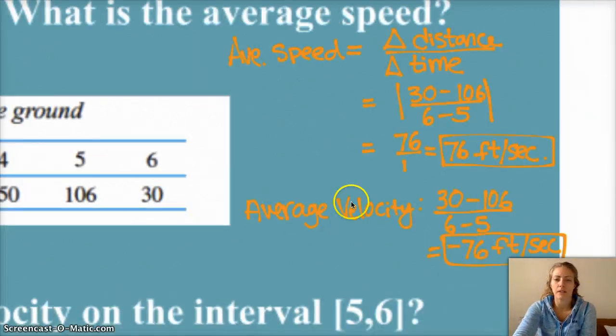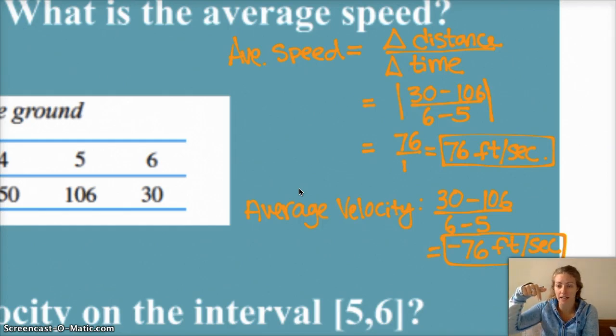So pretty simple in this case. Your average velocity is your 30 minus 106 divided by 6 minus 5. Your change in position over your change in time. And then your average speed in this case is just the absolute value of that, right? That's the magnitude of the velocity.